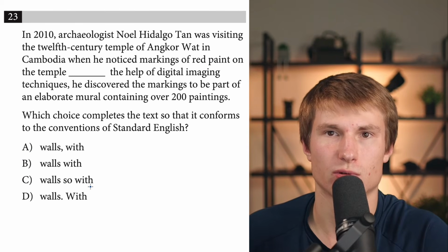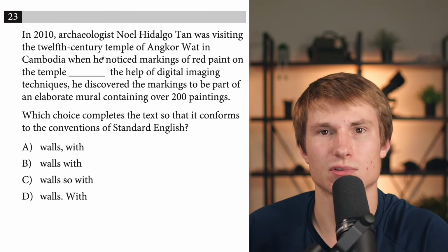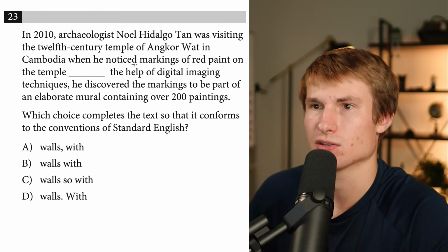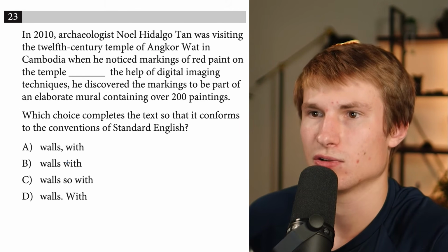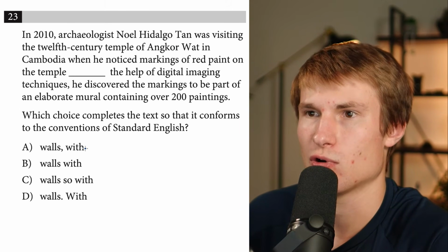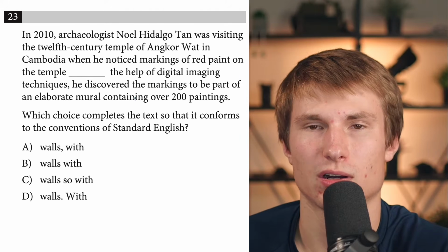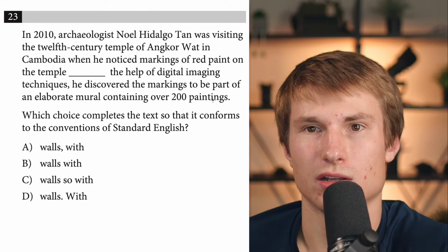Question 23. In 2010, archaeologist Noel Hidalgo Tan was visiting the 12th century temple of Angkor Wat in Cambodia when he noticed markings of red paint on the temple walls. So he was visiting when he noticed this. That's a full sentence, so we've got an independent clause up to walls. And then we have, with the help of digital imaging techniques, he discovered the markings to be part of an elaborate mural painting containing over 200 paintings.